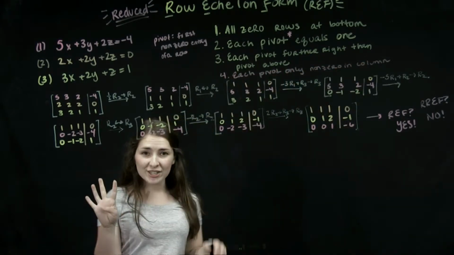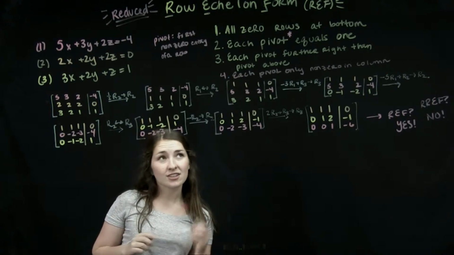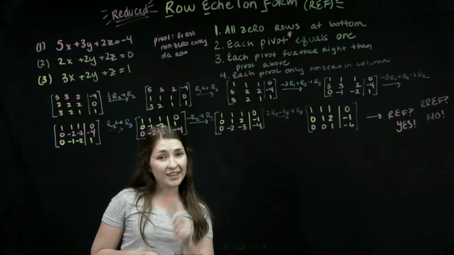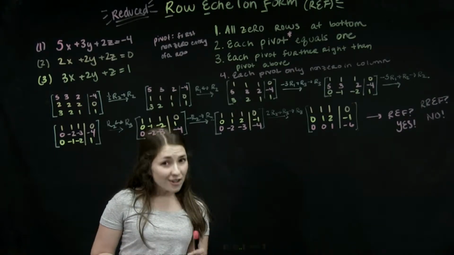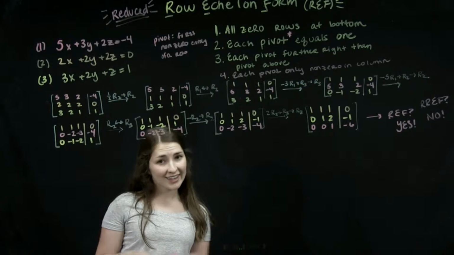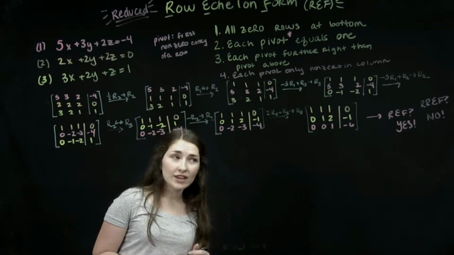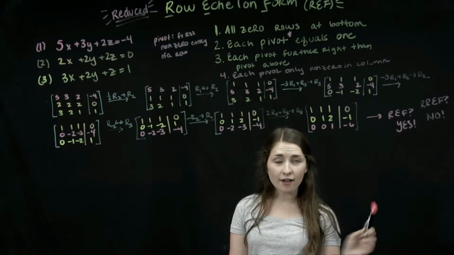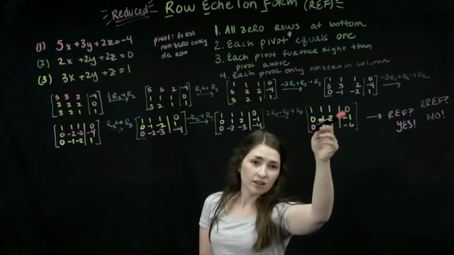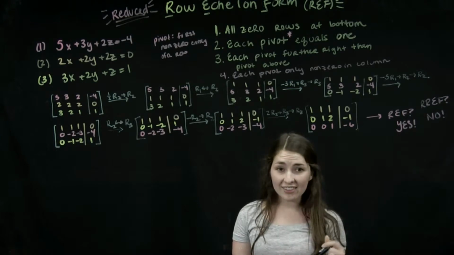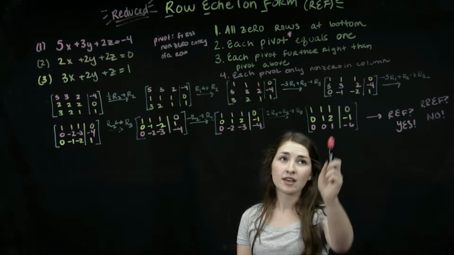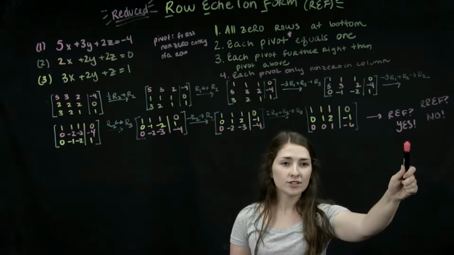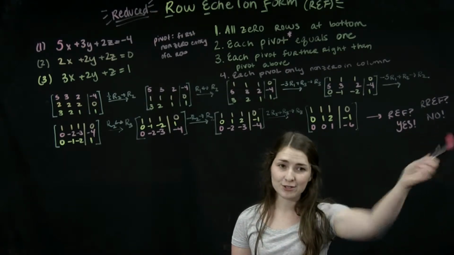So our fourth condition is that each pivot is not only the first non-zero term in its row, but it's also the only non-zero term in its column. So with this, we look at our final matrix that we left off with. We write it down into RREF. We see that this pivot here is not the only non-zero term in its column, and similarly with this pivot. So we are in row echelon form, but not reduced row echelon form.